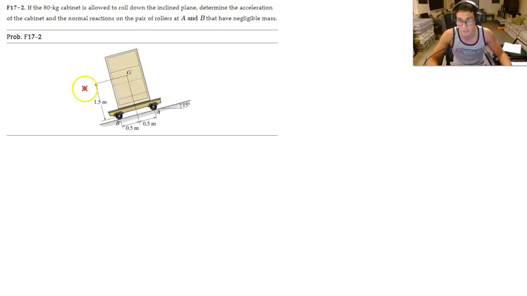So it wants the acceleration of the cabinet and the normal reaction at these points. So I could start by drawing a free body diagram. And if I draw this free body diagram, notice that this shape is not just a point, it's like a cabinet. It's like a legit cabinet. So we're saying that it has some center of gravity at G. So that's important to realize when we later on talk about moments.